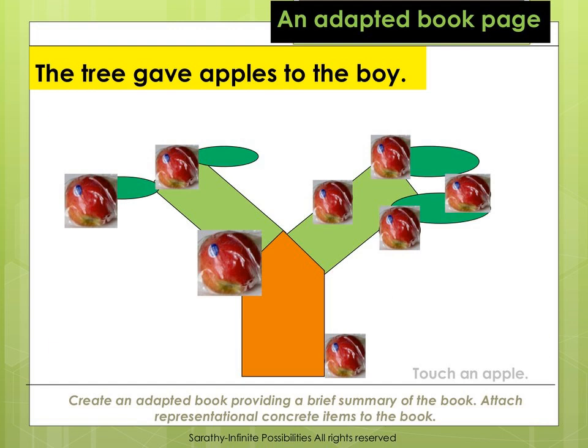And this is an adapted book page. This is one where you are actually attaching, you don't have to attach that many apples. I'm just showing as an illustration, and you can just have one page and they're making the connection. So this is the tree, and they have gone outside and they have touched a tree, and now they have the concept of the tree.